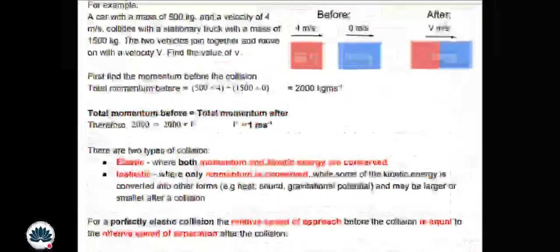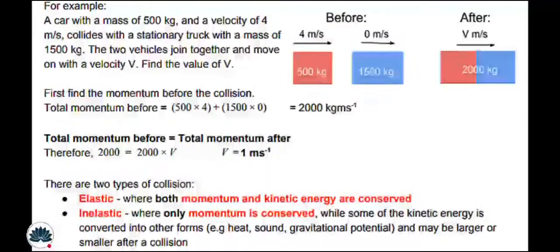Now just see clearly, for example, a car with a mass of 500 kilogram and a velocity of 4 meter per second collides with a stationary truck with a mass of 1500 kilogram. The two vehicles join together and move on with a velocity v. Find the value of v. Alright, first find the momentum before the collision.